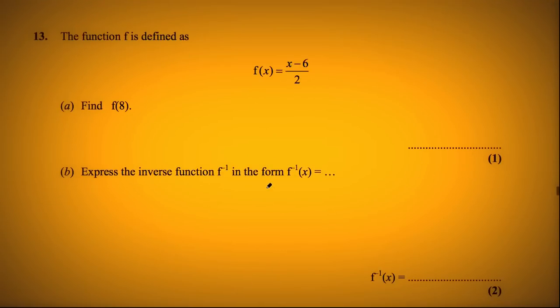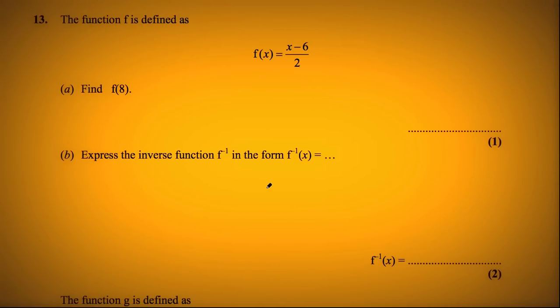The function f is defined as f of x equals x minus 6 over 2. Find f of 8. So f of 8 is, I just replace the x with the 8. 8 minus 6 over 2 is 2 over 2, which equals 1.